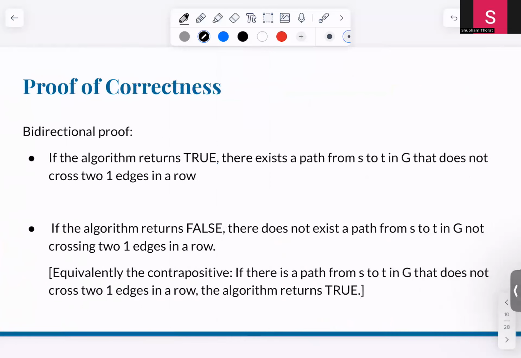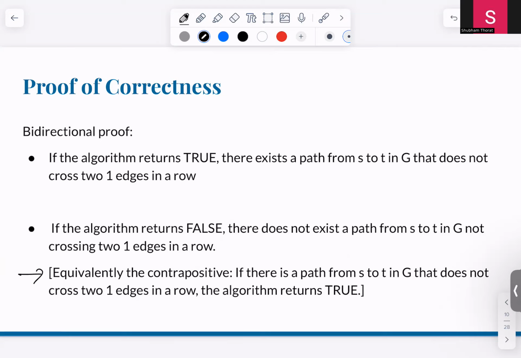So coming to the proof, it's a bidirectional proof. It's basically a true or false kind of problem. So that's what we saw in the proof review. So the forward direction is basically if the algorithm returns true, that means there exists a path from S to T that does not cross two one edges in a row. And the backward direction is the algorithm returns false. That means there does not exist a path from S to T such that two one edges are crossed in a row. And this is basically a contrapositive of this first statement.